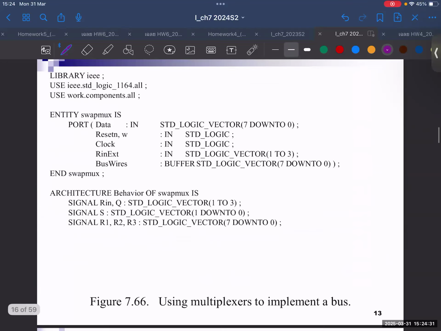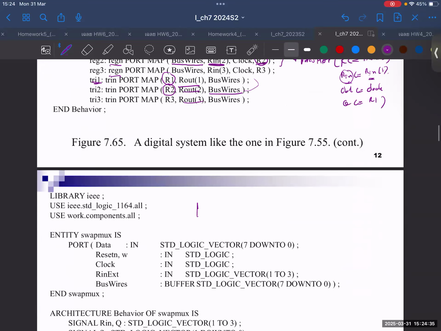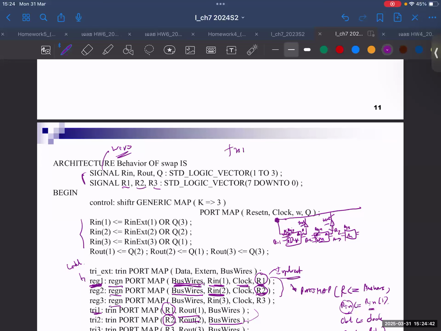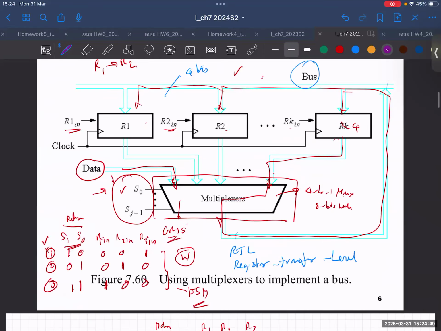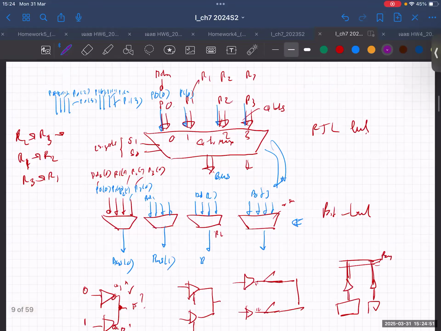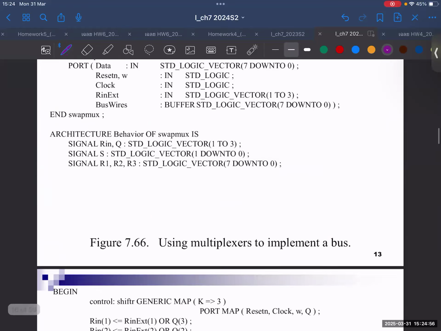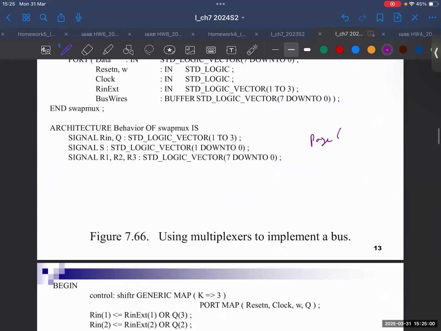This is for the muxes. For the mux control, this is for the mux, and this is for the tri-state implementation. The mux is this one, as I already told you before. This is page 6.